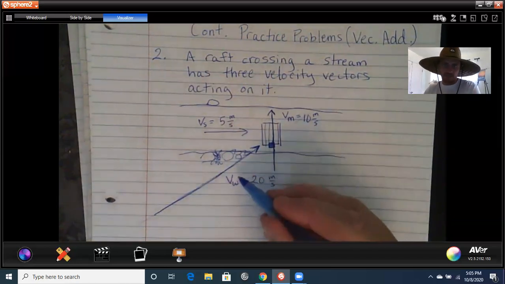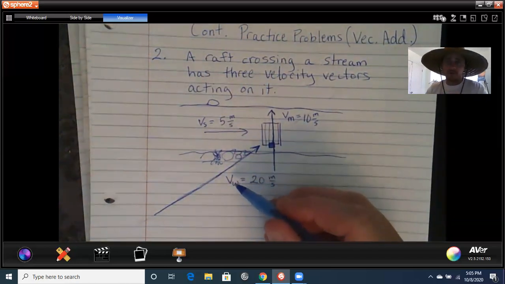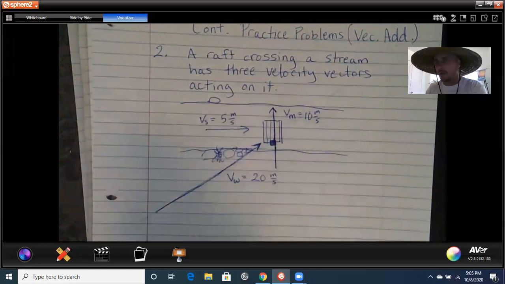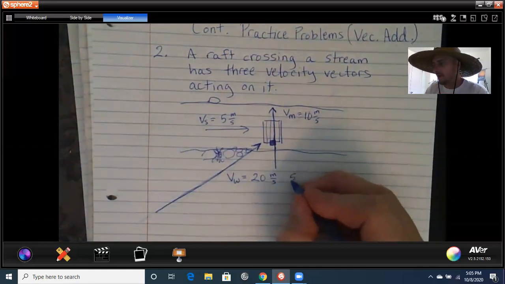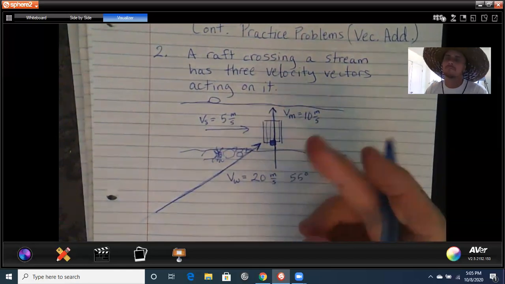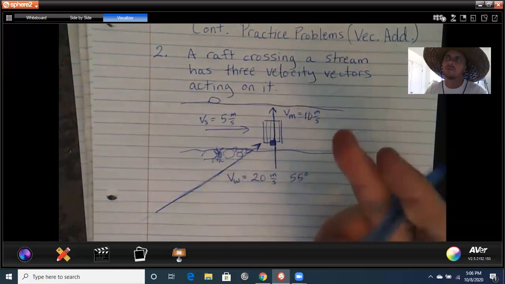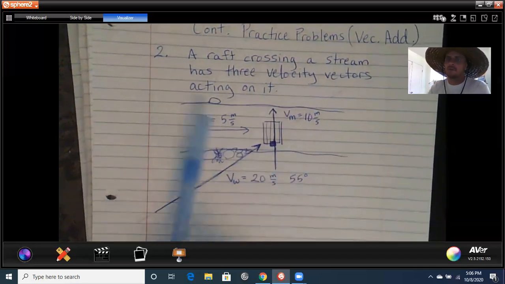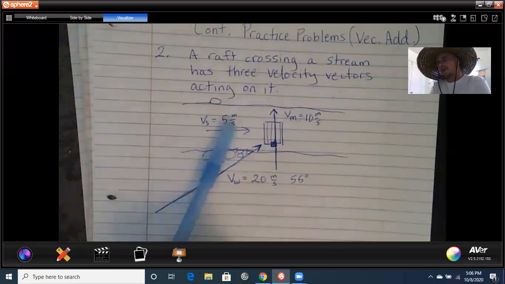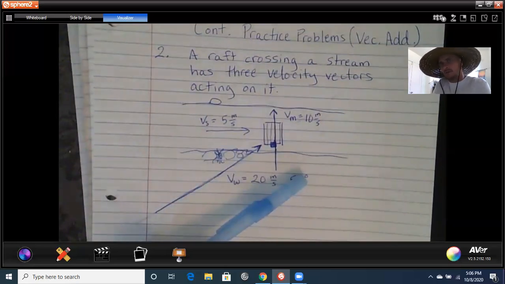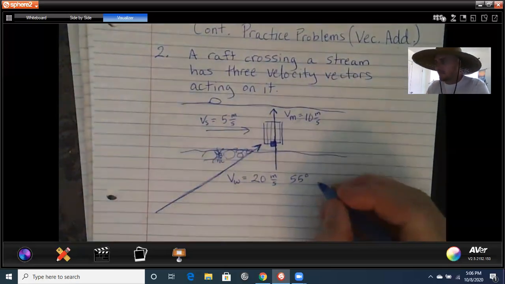Now it kind of looks like it's at 45 degrees, but I don't want to make it that easy. So I'm going to say 55 degrees, like this. 55 degrees, which would be off of the north and we're twisting to the east, right? So east of north.